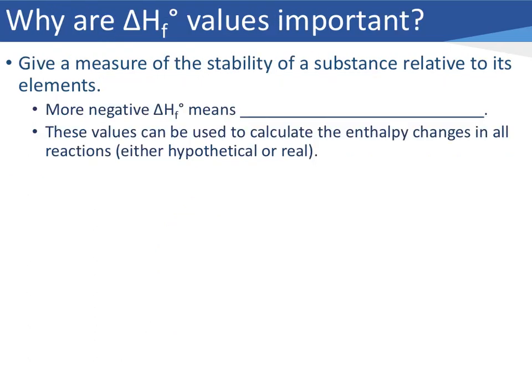Delta H of formation values are important. They give us a measure of the stability of a substance relative to its elements. So if it's a more negative delta H of formation, it means it is more stable. These values can be used to calculate the enthalpy changes in all reactions, either hypothetical or real, and this is a critical bullet point and something we're going to get to.